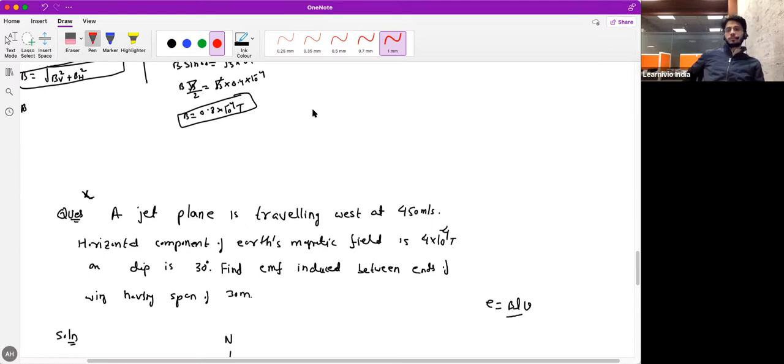While writing this question, just try to decide if a plane is moving towards west, then it is intercepting which component of Earth magnetic field. It is perpendicular to which component of Earth magnetic field, horizontal component or the vertical component? Make a rough sketch and try to decide if a plane is going towards west, then it is perpendicular to which component.